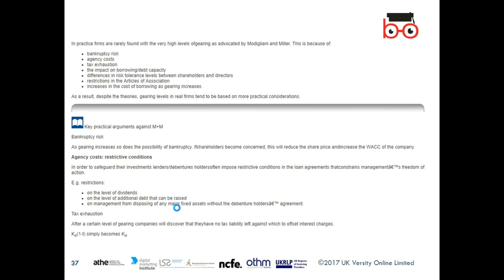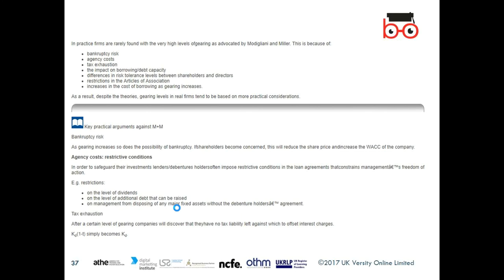A key practical argument is bankruptcy: as the gearing increases, so does the probability of bankruptcy. Shareholders become concerned, and this will reduce the share price and increase the weighted average cost of capital. Agency restrictions also exist to safeguard the lenders' investment. Lenders and debenture holders often impose restrictive conditions in the loan agreement, constraining management and the freedom of action.